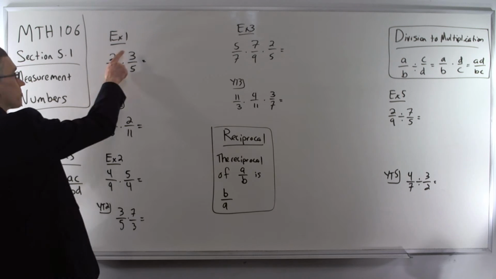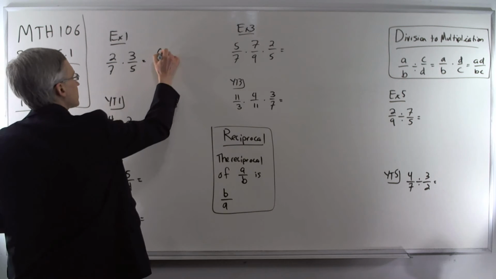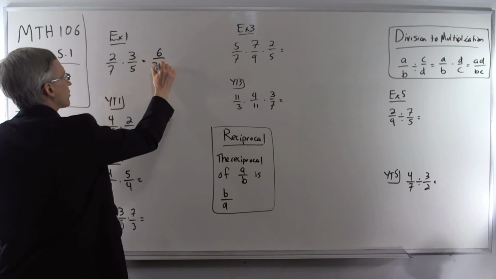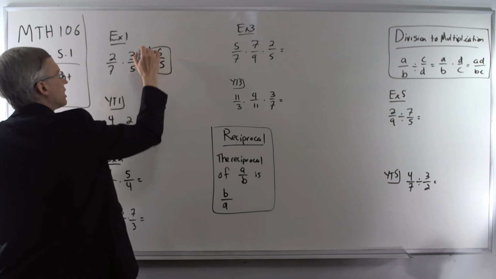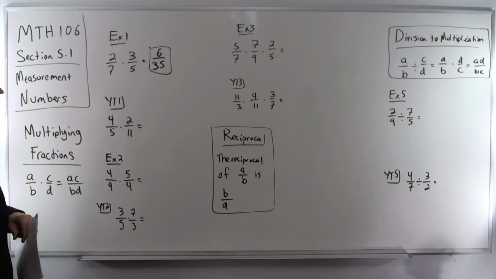So example 1, we're multiplying straight across. 2 times 3 gives us 6, and 7 times 5 is 35. 6/35. And that fraction is already reduced, so that's the final answer.